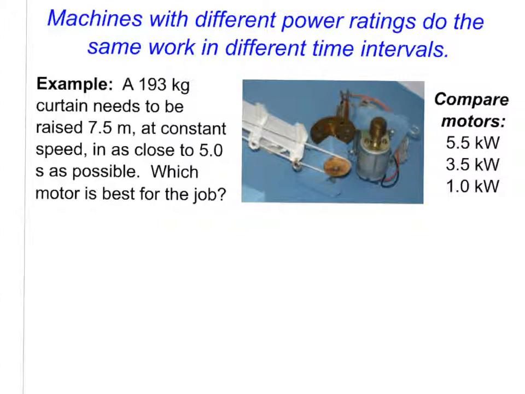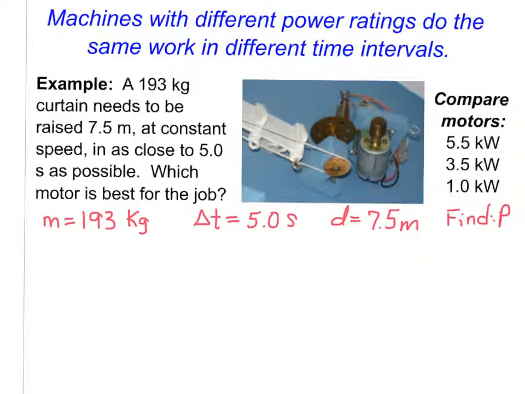So let's set this problem up. We know the mass of our curtain, we know the time that we want this to be happening in, we know the displacement that this motor is going to need to take the curtain, how far it needs to raise it. We want to find the power that we are requiring for our little motor.